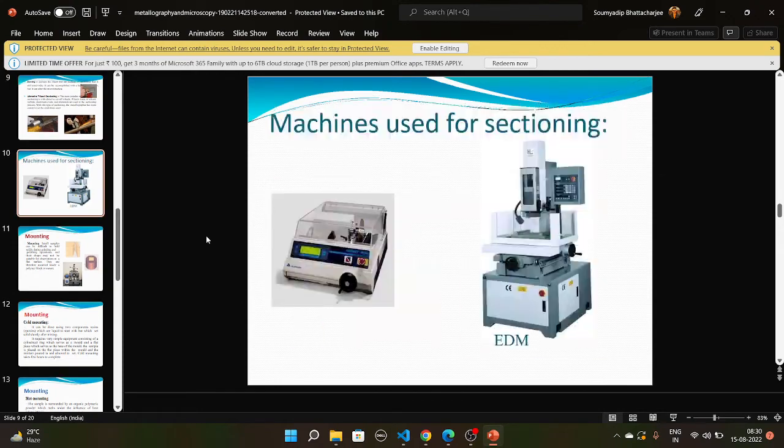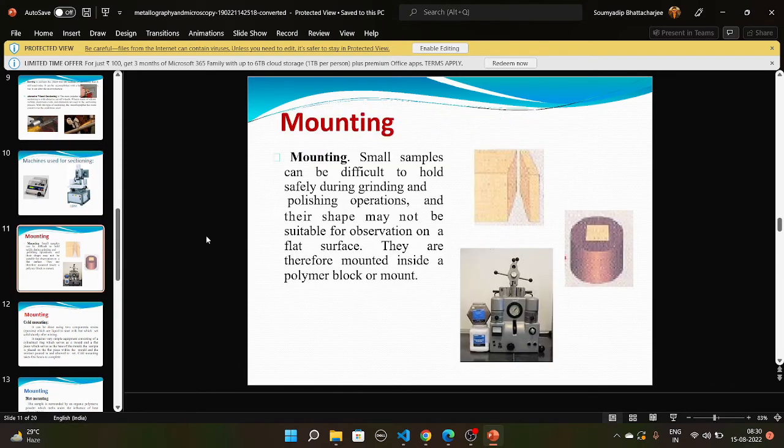Next, mounting is there. Mounting, as I told you, means if it is a very thin, awkward specimen, then you have to go for mounting. Just like it is mentioned, they are mounted inside a polymer block. Very small samples may not be suitable. A small sample can be difficult to hold safely during grinding or polishing, and its shape may not be suitable for observation on a flat surface.